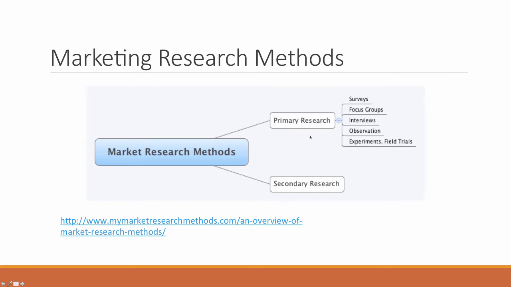The other major type of research is primary research, and this is research that is done for your specific purpose. Things like surveys, focus groups, interviews, observation, and experiments. And we'll talk about those a little bit more. In this class, you will be doing both a primary research project where you will be seeking the information, and a secondary research project where you will be using existing information.